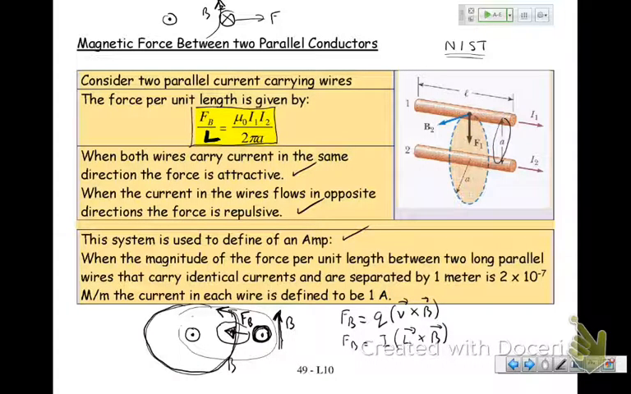And chemistry is always a bit of an issue. So what they realized is, we can define the amp by saying when the magnitude of force per unit length between two long parallel wires that carry identical currents and are separated by 1 meter is 2 times 10 to the minus 7 newtons per meter, the current in each wire is defined as an amp. So they basically use this as the way of defining it. You don't have to know that. I just want you to know that there's a secondary standard.